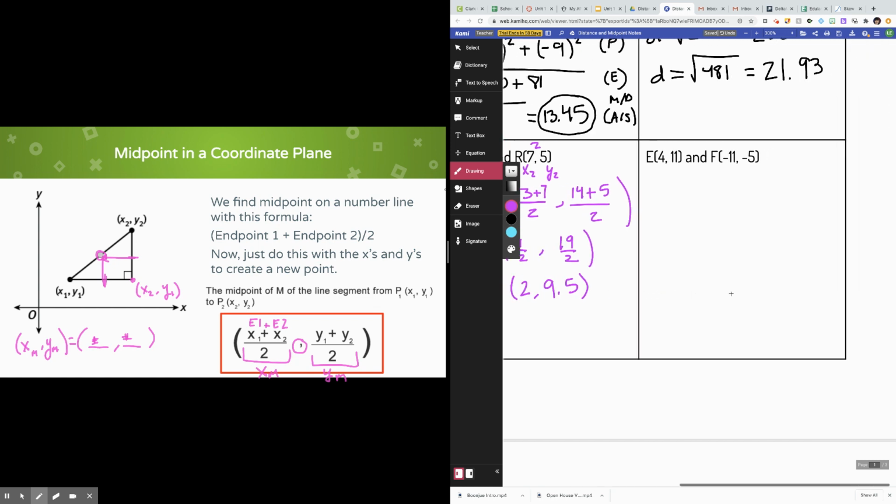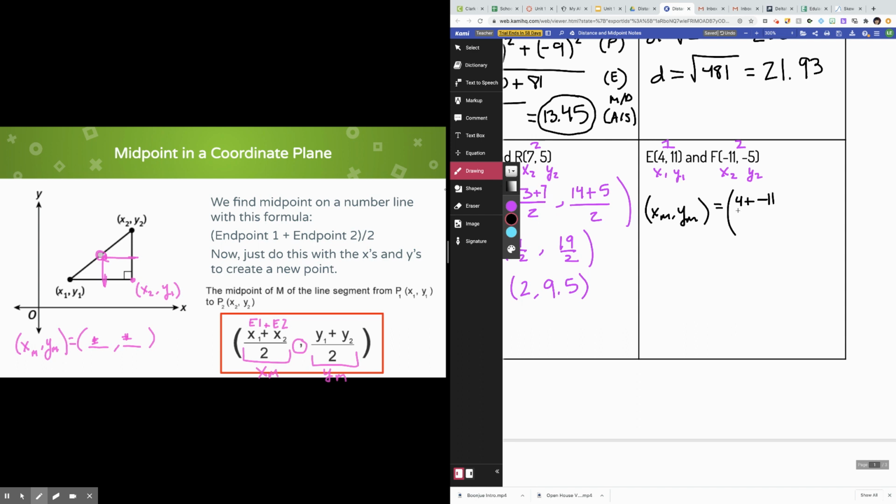All right, so let's do one more example right here. So again, we're still labeling, this is point number 1, and this is point number 2. So x1, y1, x2, y2. I'm going to switch my color so it's a little easier to see. So I have xm, comma, ym equals x1 is 4 plus x2 is -11.